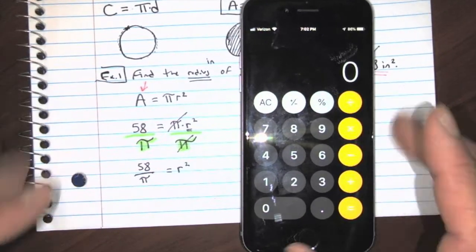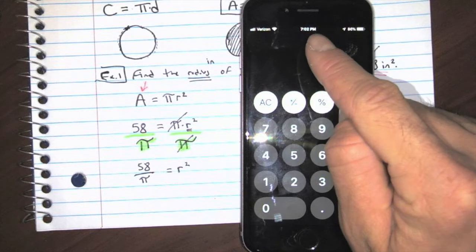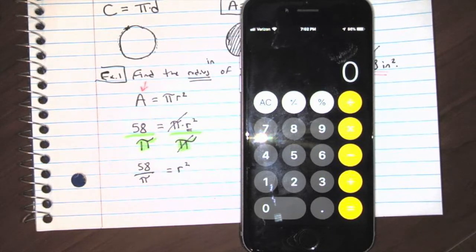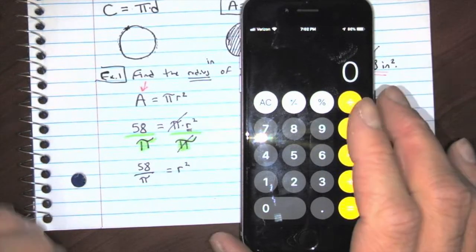I've got my iPhone here. It is 7:02 at night, so I'm recording this video the night prior, just to stay ahead of the game, everybody. So let's go sideways.